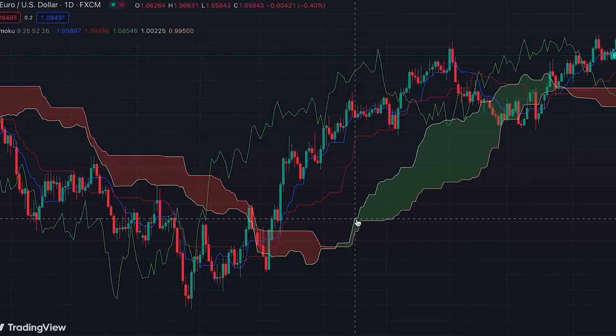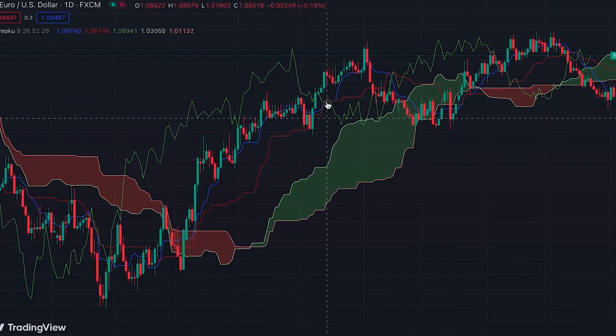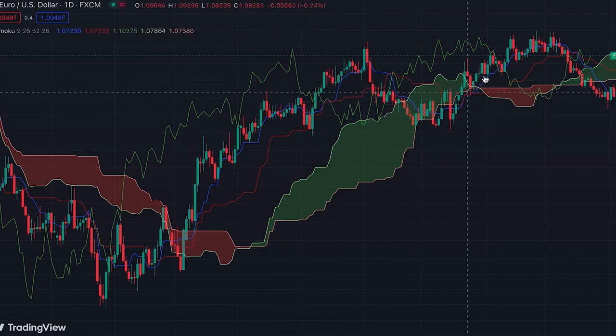And on the other hand, when the price is above the cloud, the market is in an uptrend and we must look for long position opportunities. And in this situation, when the blue line crosses above the red line, it's a buy signal.